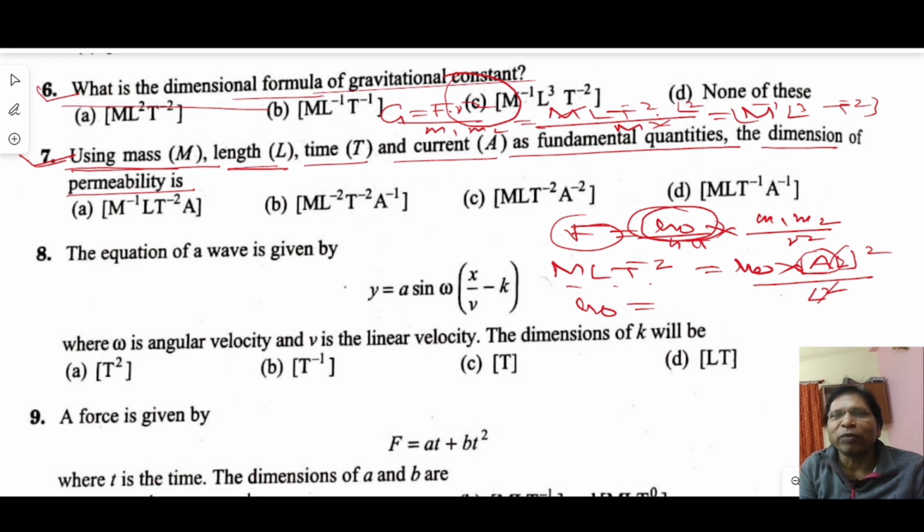So the dimension of mu naught is MLT^-2 divided by A^2, so dimension of mu naught is MLT^-2A^-2. Okay. So this is option C is correct. Understood? Okay. Now question number 8.